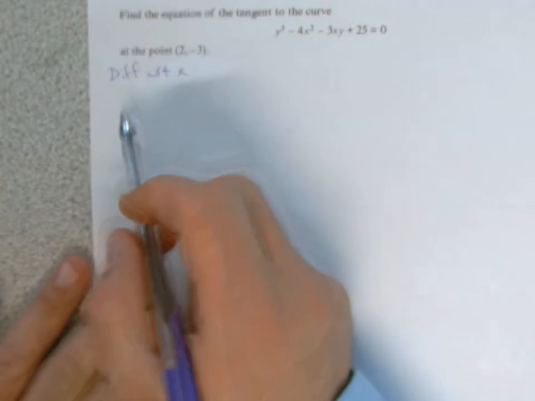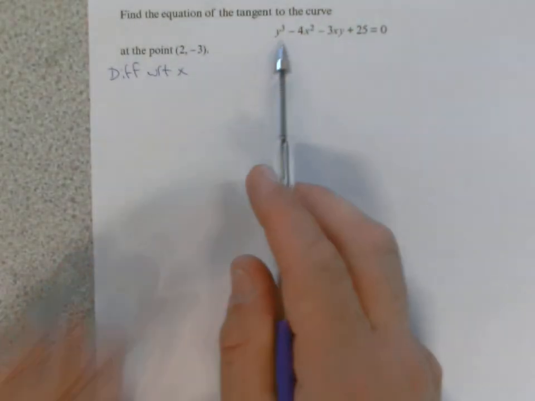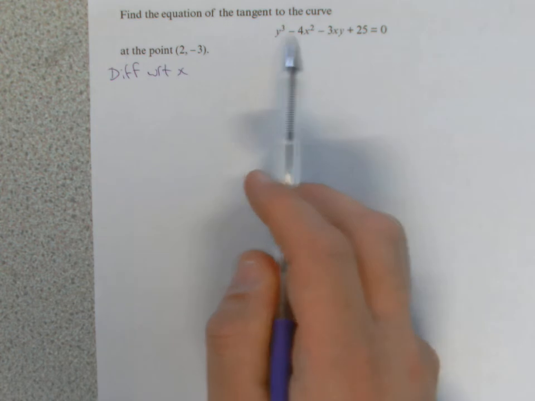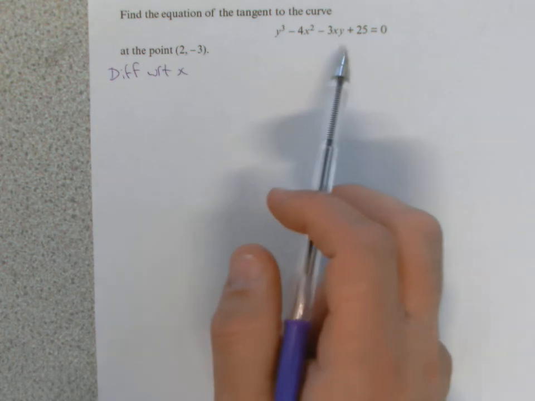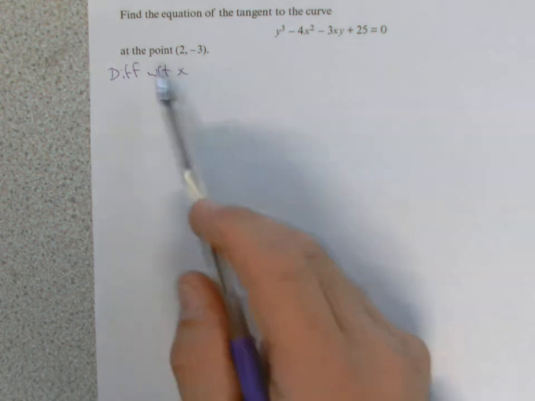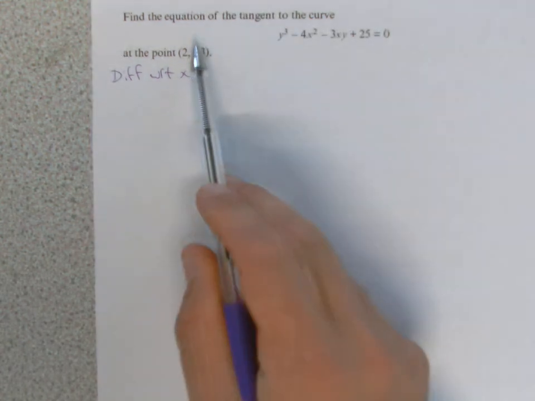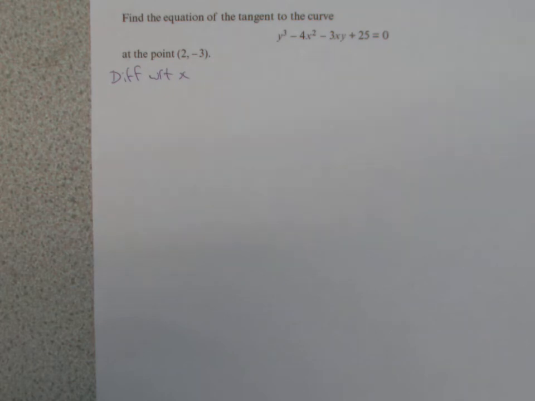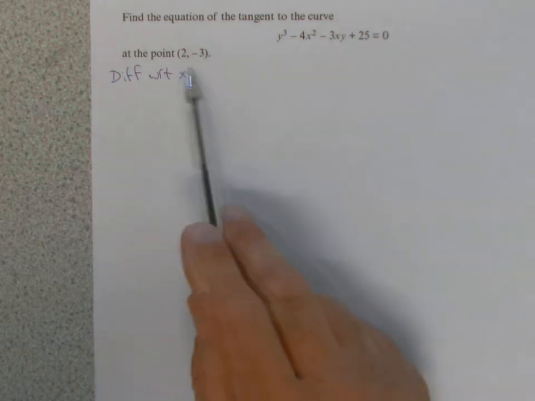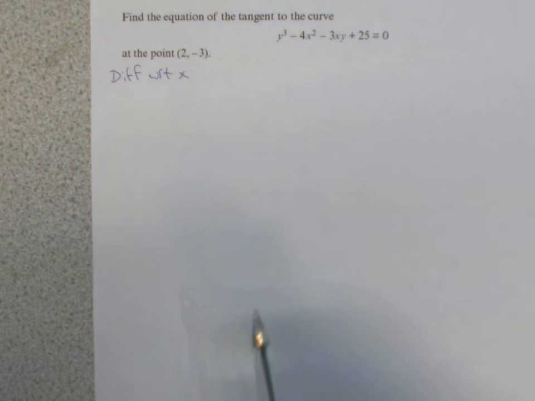Right, back to this. Okay, so find the equation of the tangent to the curve y cubed minus 4x squared minus 3xy plus 25 equals 0 at the point (2, -3). Now, if you recall back to C1, you would have been working out the equation of the tangent, and you were expected to work out the gradient, and you needed a point, didn't you? So to work out the equation, you need a gradient and a point. Now we've got the point, we just need to work out the gradient.